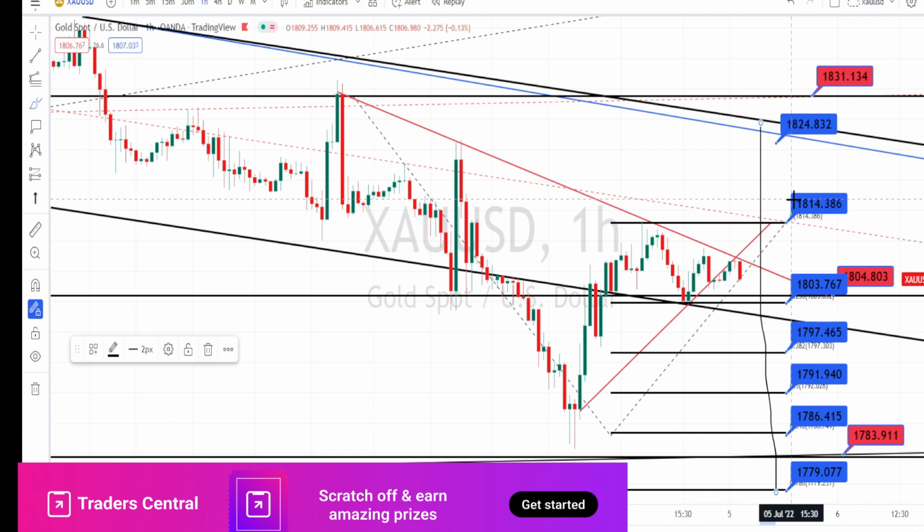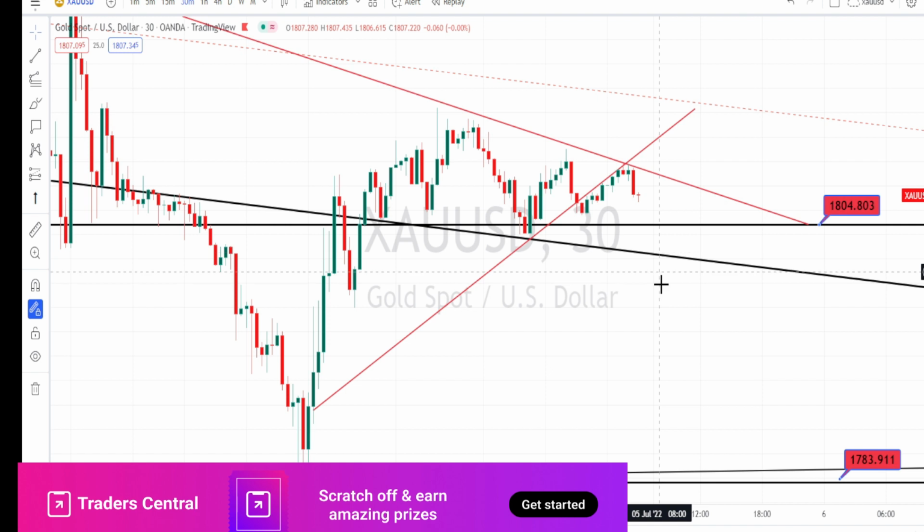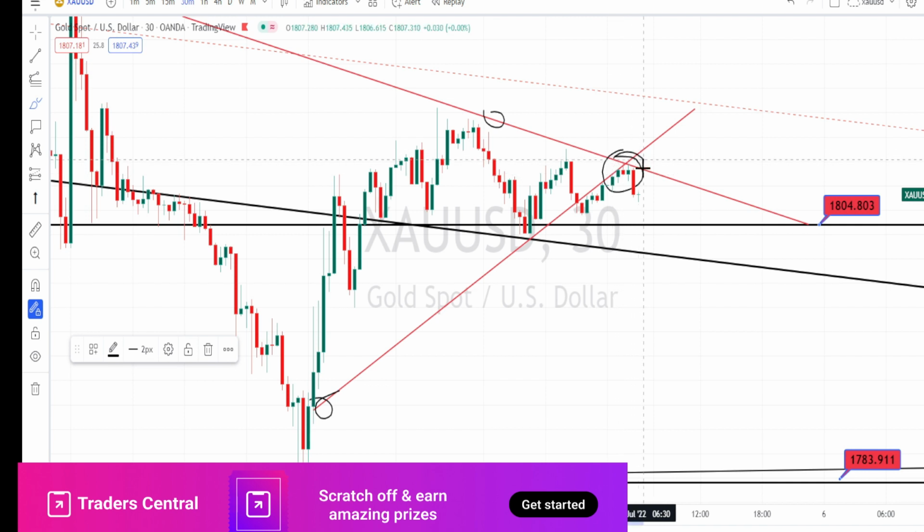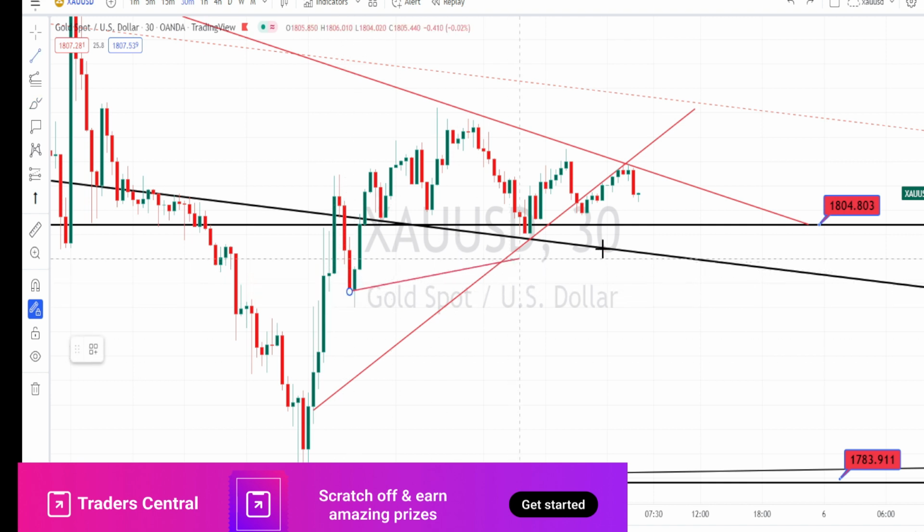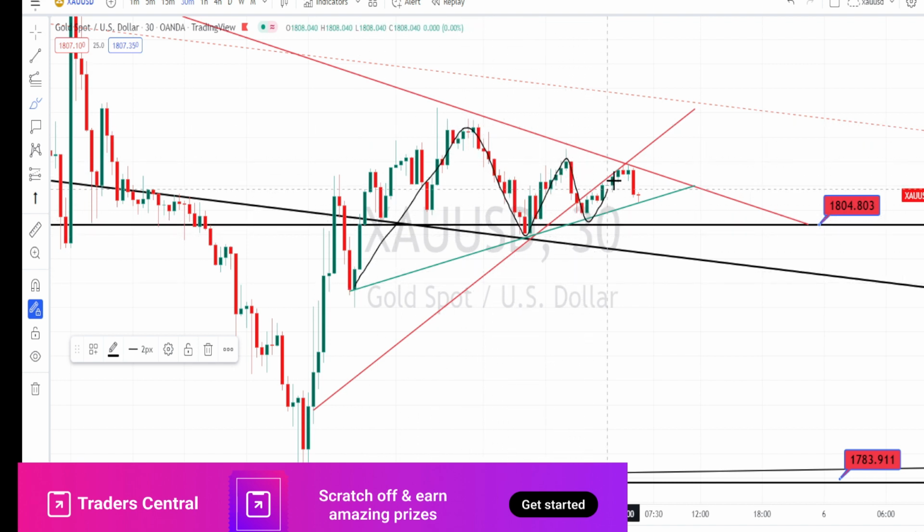Let us do the analysis in the 30 minutes time frame. I am in the 30 minutes time frame. Currently we have noticed the price action bounce back from this resistance line from the hourly time frame, and also we are noticing the price action bounce back from this resistance line. I am drawing one more support line or trend line for the 30 minutes time frame also. So according to this support line or trend line, currently the price action is under consolidation within this resistance line and the 30 minutes time frame support line.